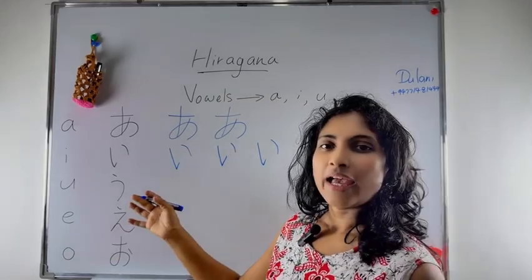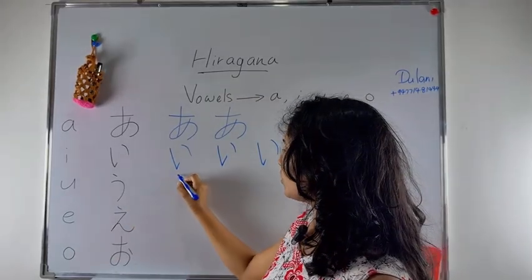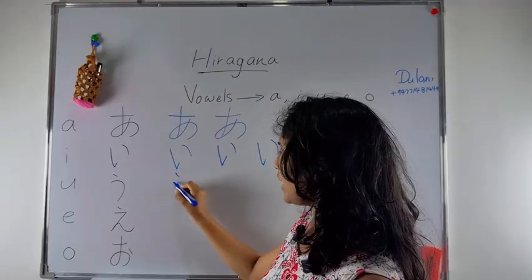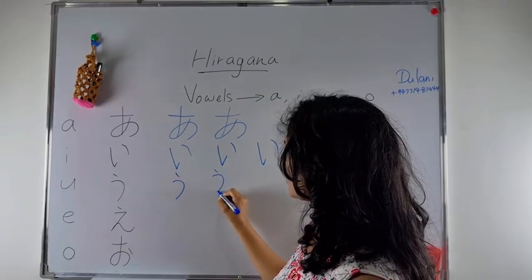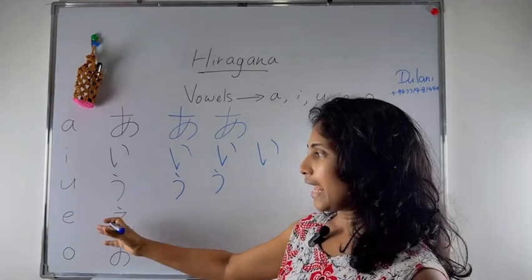Okay. And then U. One small stroke here, and then a bit of a curve. 1, 2. Okay.